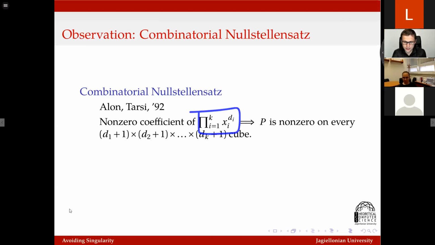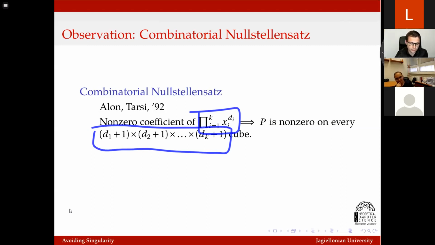So basically combinatorial Nullstellensatz tells you that if the polynomial has some monomial with non-zero coefficient, and this monomial looks like this, then you can argue that P is non-zero on every cube of this size. So if you have enough choices for each of the variables, then you will get a non-zero value of the polynomial.